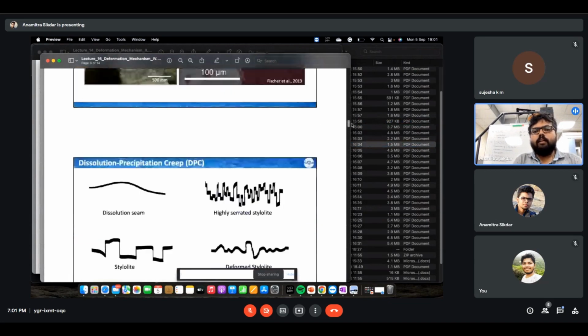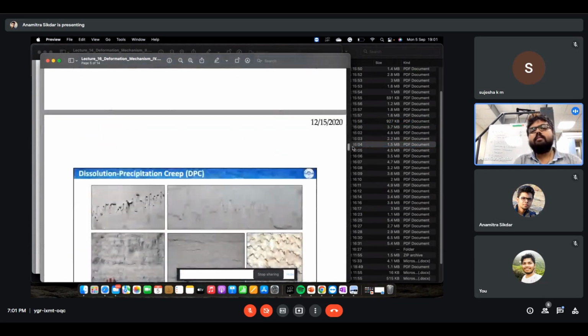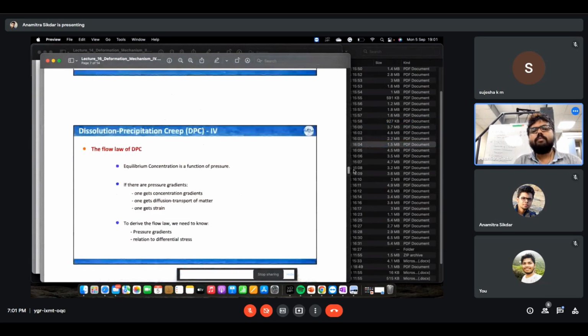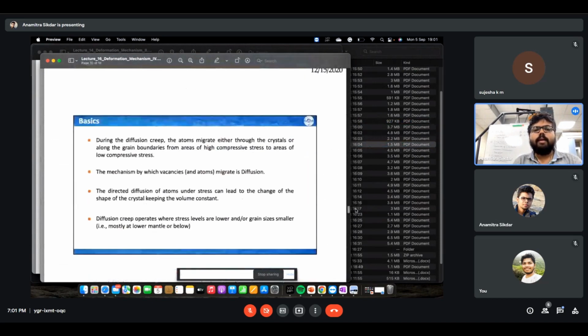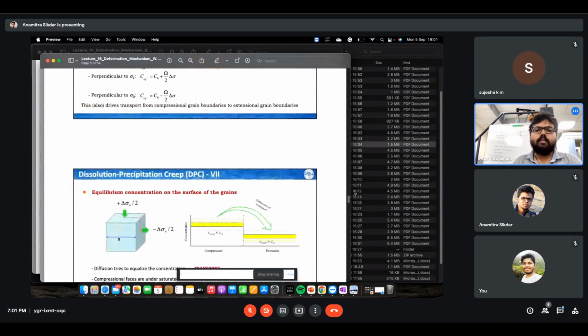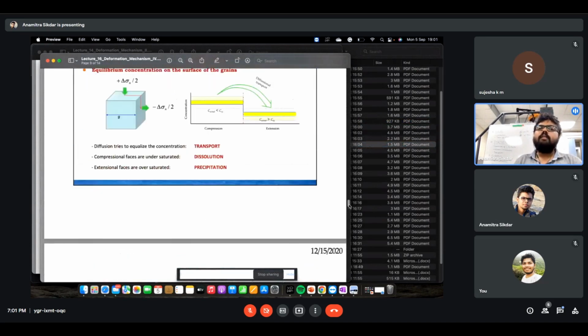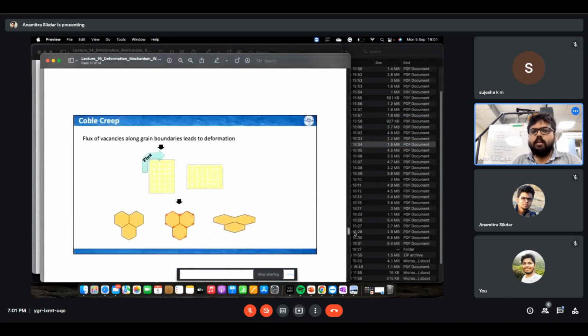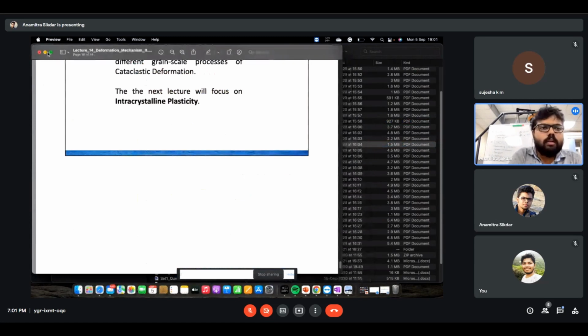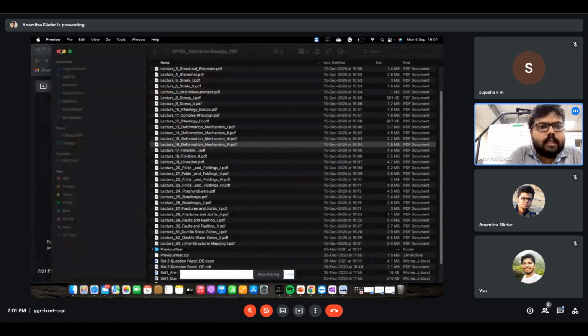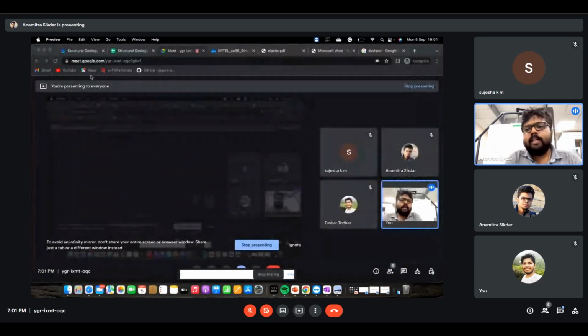I think I will take one more class to explain the mechanism of different kinds of creep, how this happens and all that, because it has a mathematical part associated with it. So I think I will continue it in the next class. Till then, I suggest you go through the deformation mechanism part of the lecture, so that in the next class we can start with the creep and the mathematical part.